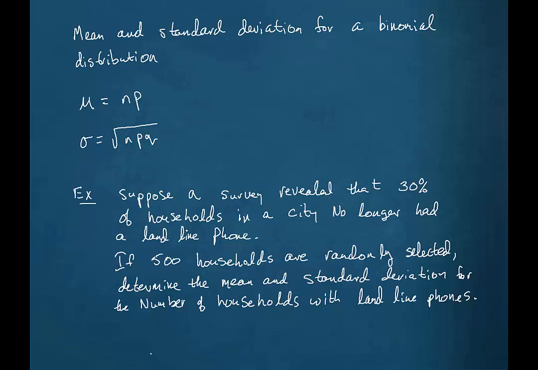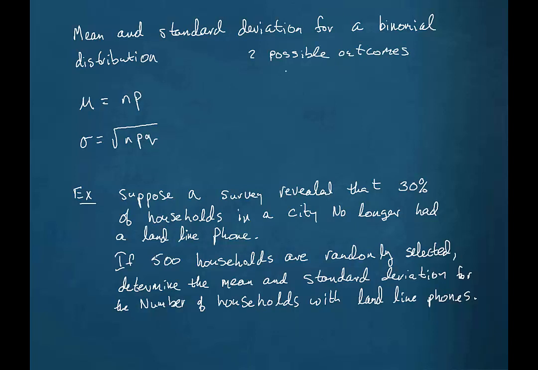The mean and standard deviation for a binomial distribution are given by these formulas. The mean, or expected value, for the random variable is n times p. And we remember that binomial distributions satisfy certain criteria. Those criteria are that you would only have two possible outcomes.